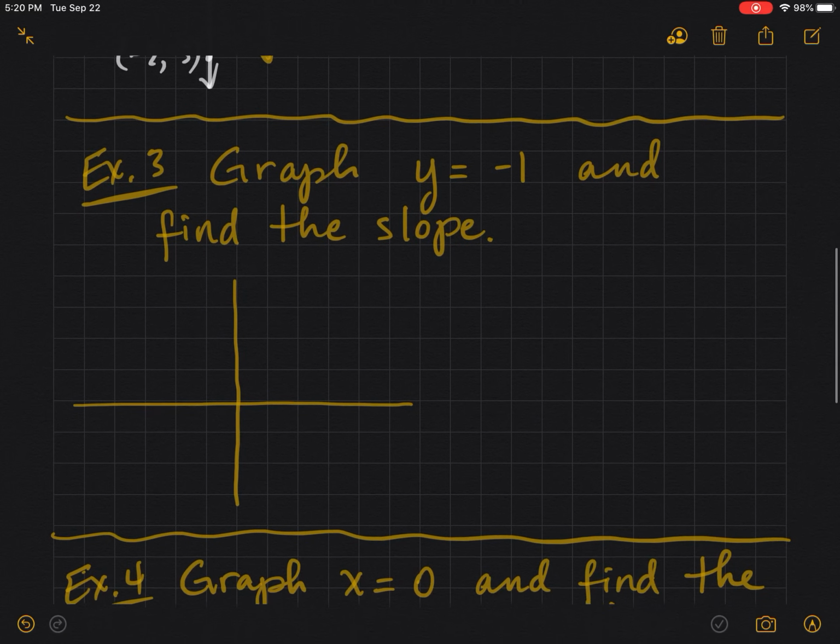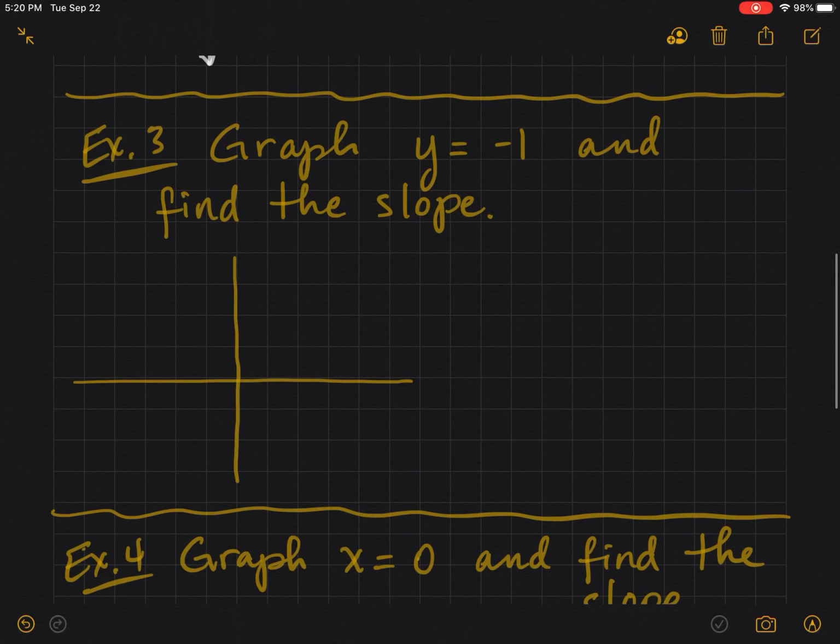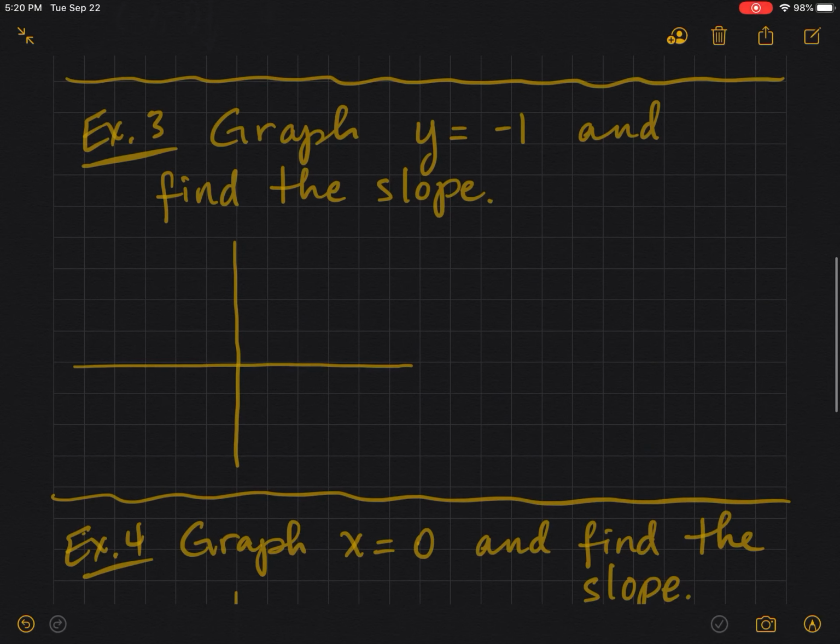Okay, let's look at example 3. Graph the line y equals negative 1 and find the slope. So I'm going to go to the y-axis, find negative 1, and I'm going to draw a horizontal line that is perpendicular to the y-axis.